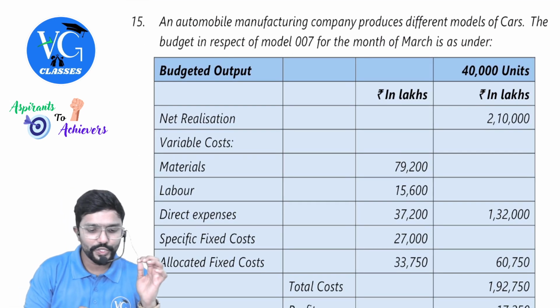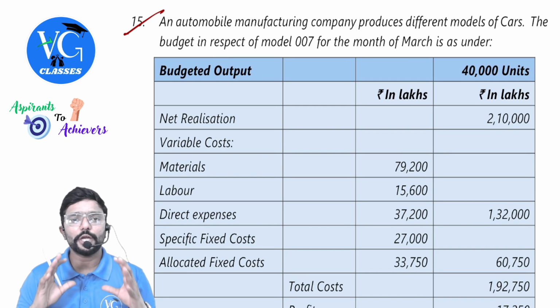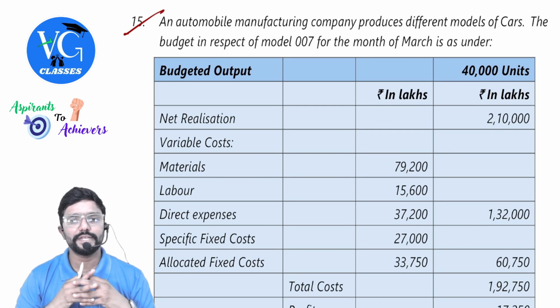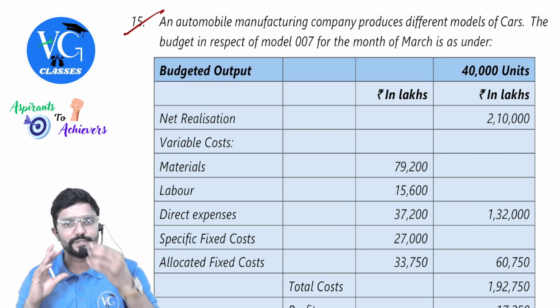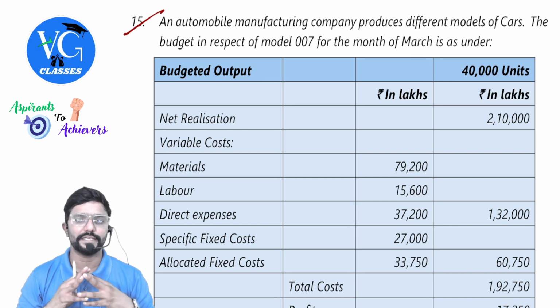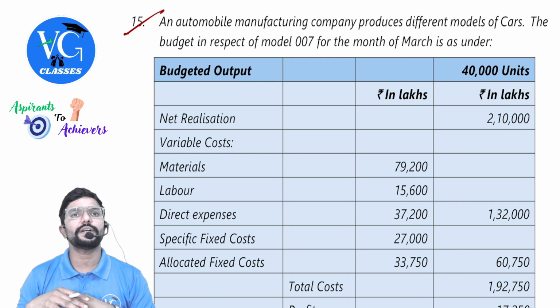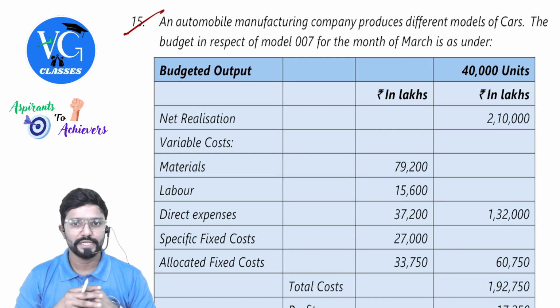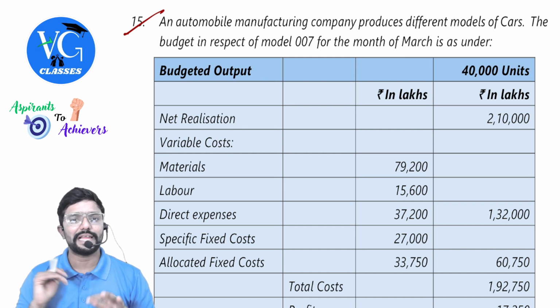Question number 50. An automobile manufacturing company produces different models of cars. The budget in respect of model 007 for the month of March is as under. Budgeted output 40,000 units. Rupees in lakhs is given, guys.